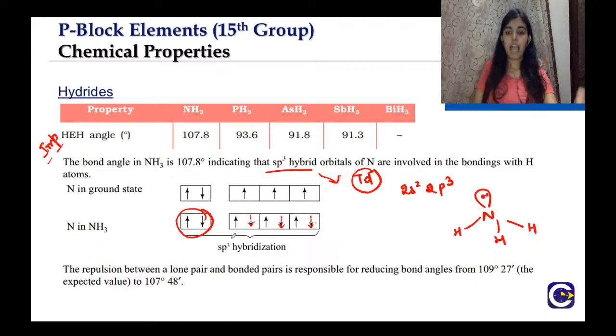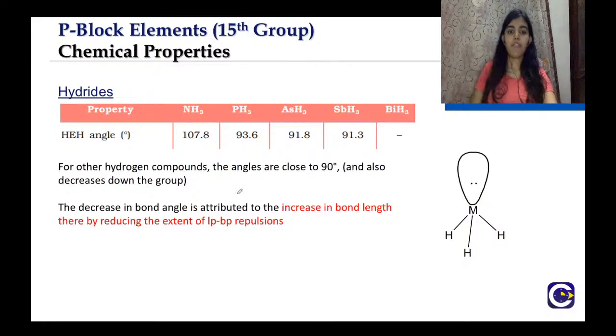right? See, the actual angle of tetrahedral should be 109 degree 27 minutes, right? But here what happens is that due to lone pair bond pair repulsion, there is a repulsion here, so the angle gradually decreases. This particular angle decreases to 107 degree approximately. Okay, so the angle is less than that of the ideal tetrahedral angle value. For other compounds, the angles are close to 90 degree, right? This is because the decrease in bond angle is attributed to the increase in bond length, thereby reducing the extent of lone pair bond pair repulsions.